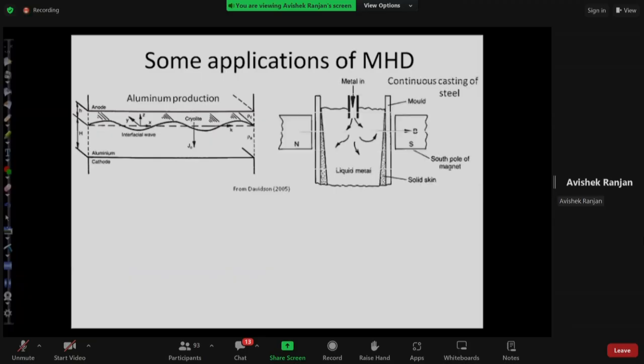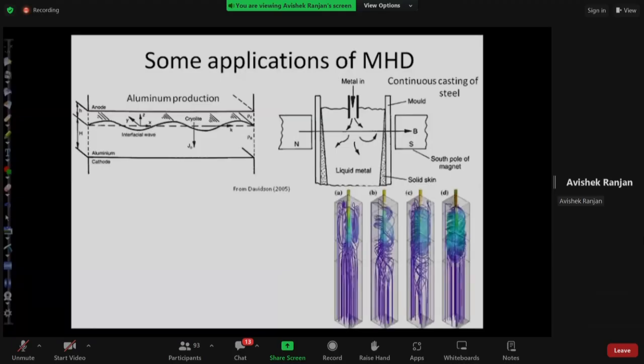The other application is continuous casting of steel, where the application of a magnetic field is sometimes required to retard the flow. Sometimes very high turbulence near the top part can suck in some air or gas, and it can be like an inclusion which will make the steel quality bad. So in that case, what we need is a magnetic field to retard the flow, and sometimes we need to enhance the motion, especially downstream of the continuous casting process.